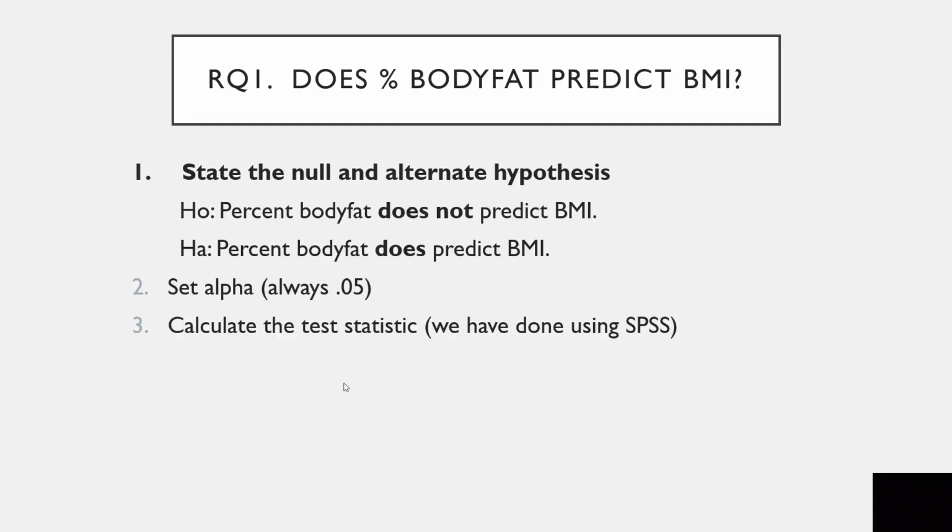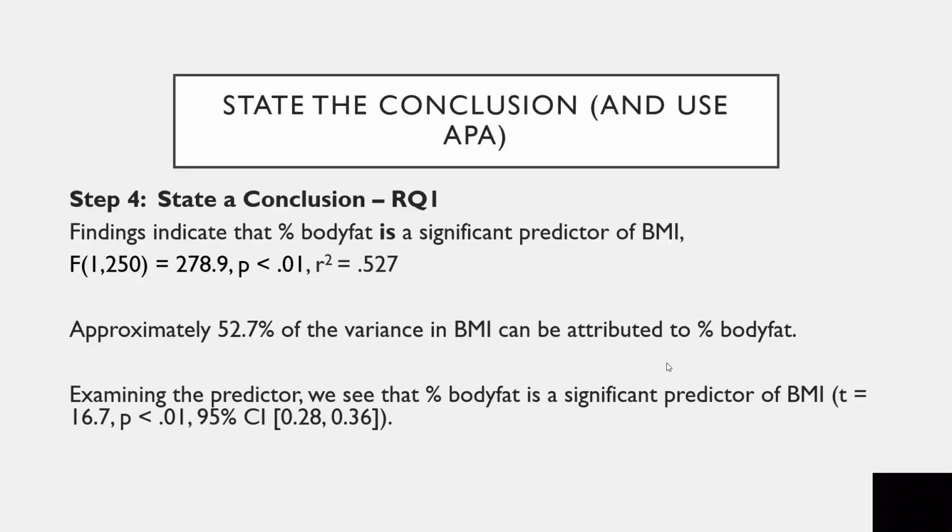Okay, so then we state our null and alternative hypotheses. Percent body fat does not predict BMI. It does predict BMI. We set our alpha, which is always equal to 0.05. We just did this, calculate the test statistic, and we state our conclusion. Findings indicate that percent body fat is a significant predictor of BMI. We write it out like this.